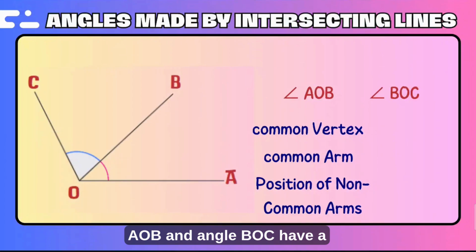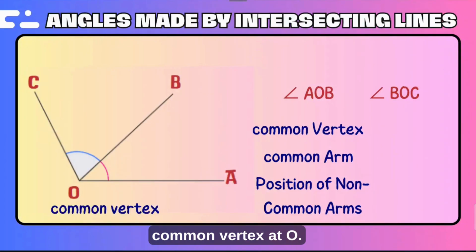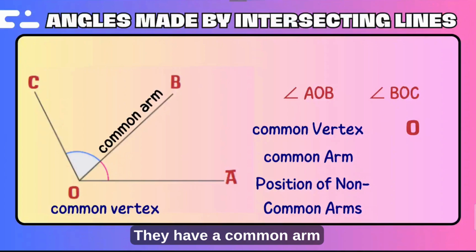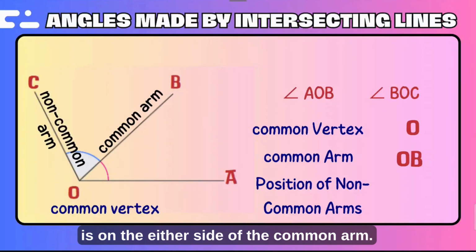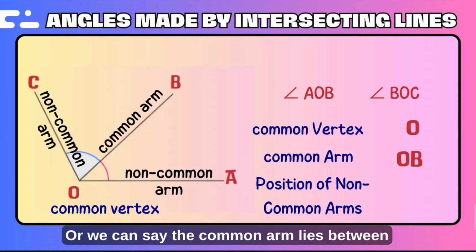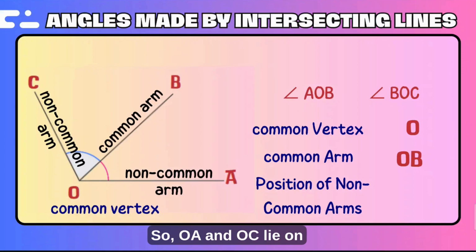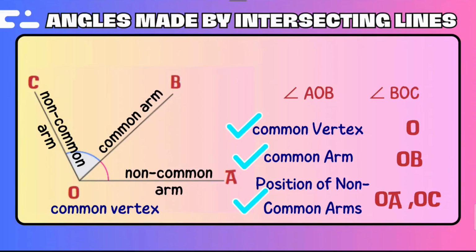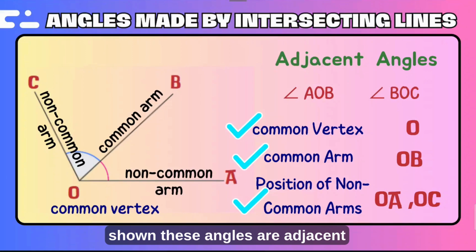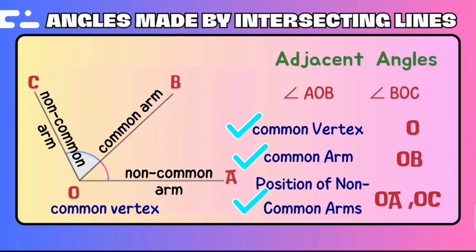Angle AOB and angle BOC have a common vertex at O. They have a common arm OB. And the position of non-common arms is on either side of the common arm, or we can say the common arm lies between the uncommon arms. So OA and OC lie on either side of OB. Since all the three tests have been passed, we can now conclude that these angles are adjacent angles.